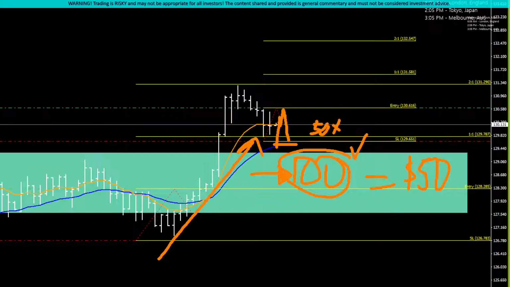Kaya yun yung sinasabi kong half lang. Kasi pag same lot size that kinuha mo to, para mabe-break even ka lang. So, sayang yung effort. Okay?